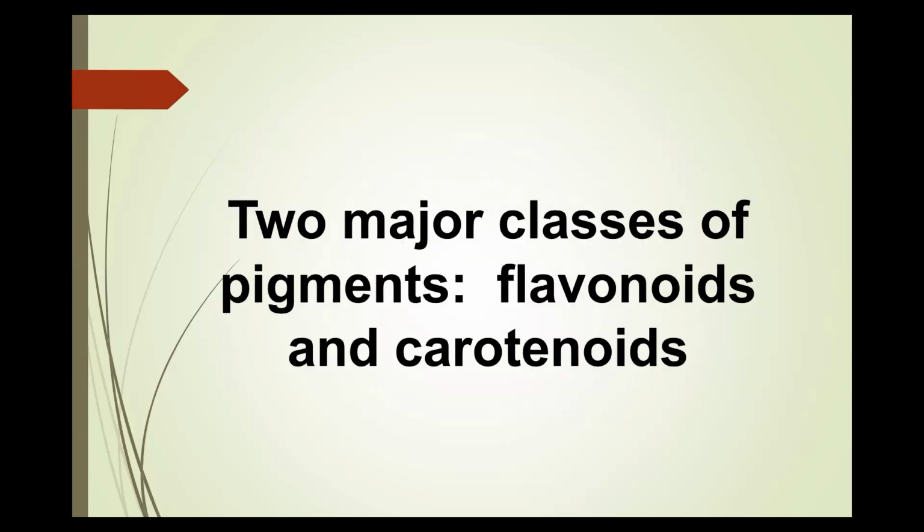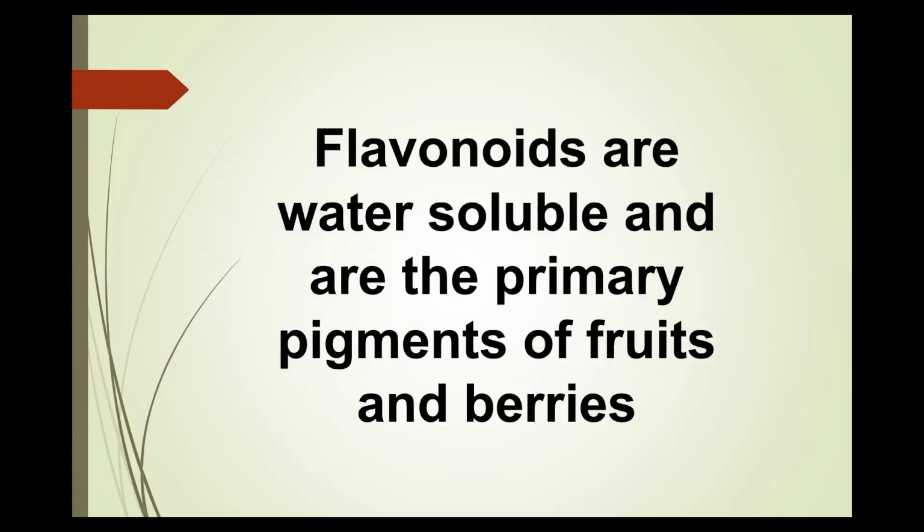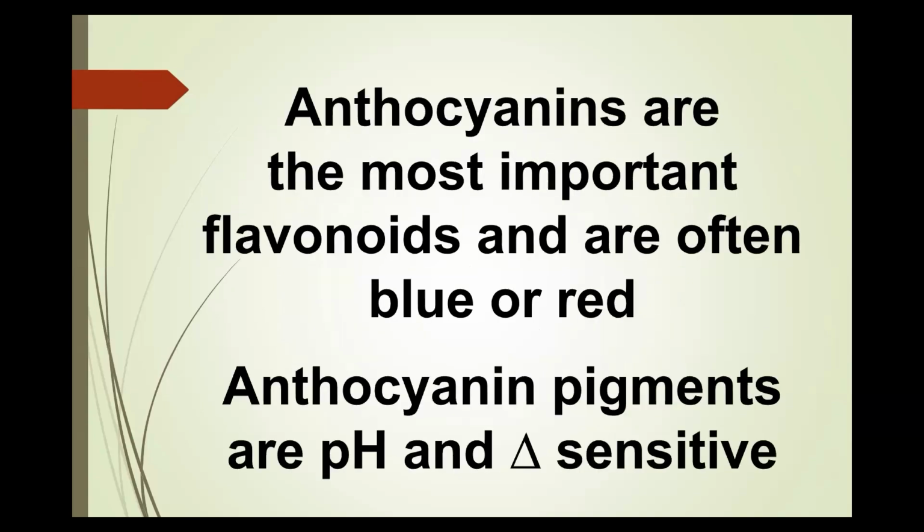There are two major classes of pigments, the flavonoids and the carotenoids. Flavonoids are water-soluble and are the primary pigments of fruits and berries. Anthocyanins are the most important flavonoids in fruits and berries and are often blue or red.